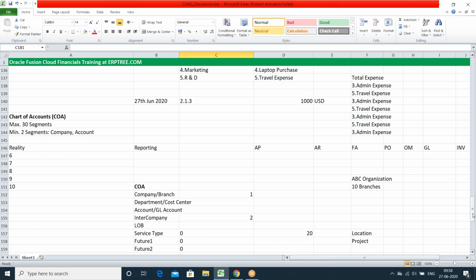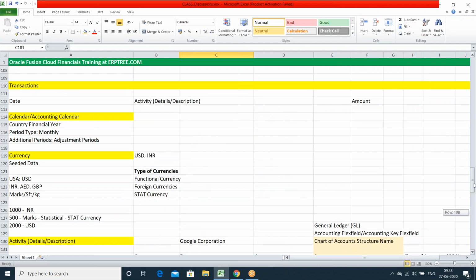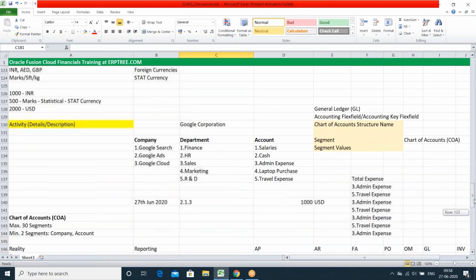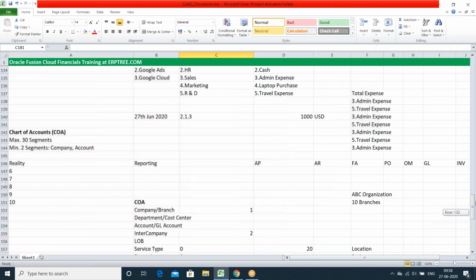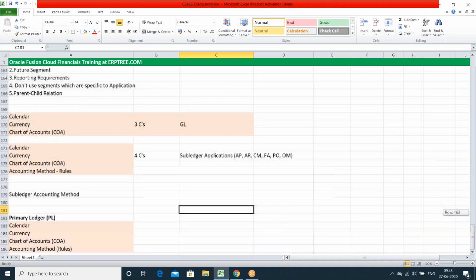If you can understand at least 50% from our discussion, that is okay. The remaining 50% you'll understand when we are really doing that activity in the system. But try to understand as much as you can. If you have any questions, you can ask me. Any other questions, please?